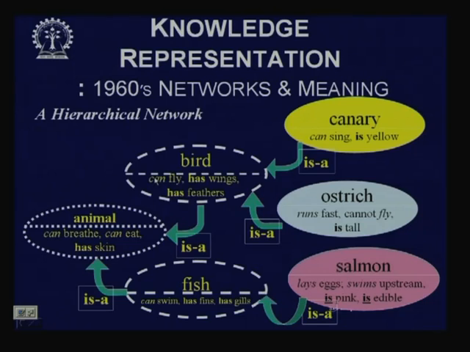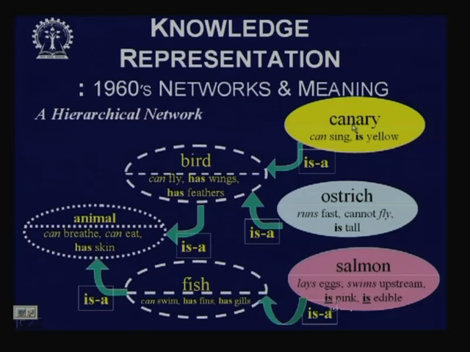Now note a couple of things here. If I look at this concept bird, the bird as is written over here has got these three attributes: can fly, has wings, has feathers. But just because it is a type of animal, a subordinate of an animal, the properties of animal are also inherited. Can breathe, can eat, has skin. So if anybody asks the question, can a bird eat? The answer will be yes. Why? Because though I do not find that the attribute can eat here in a bird, I know that a bird is an animal, and therefore whatever property is there in the case of an animal will also hold here. So therefore I can say bird can eat.